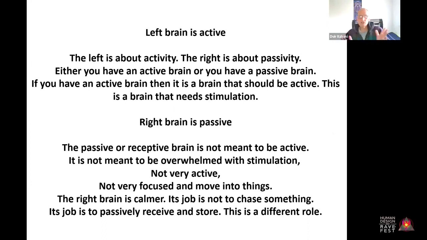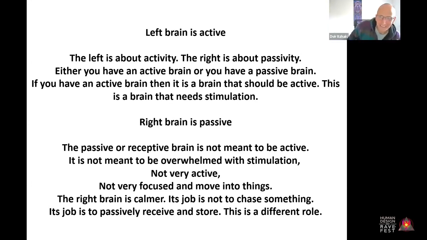So if the arrow turns to the left, we have what we call an active brain. And it's totally different from a right brain, which is passive. The left brain, the active brain, is here to be active, and it needs stimulation. This is a brain that needs stimulation. It is an active brain.